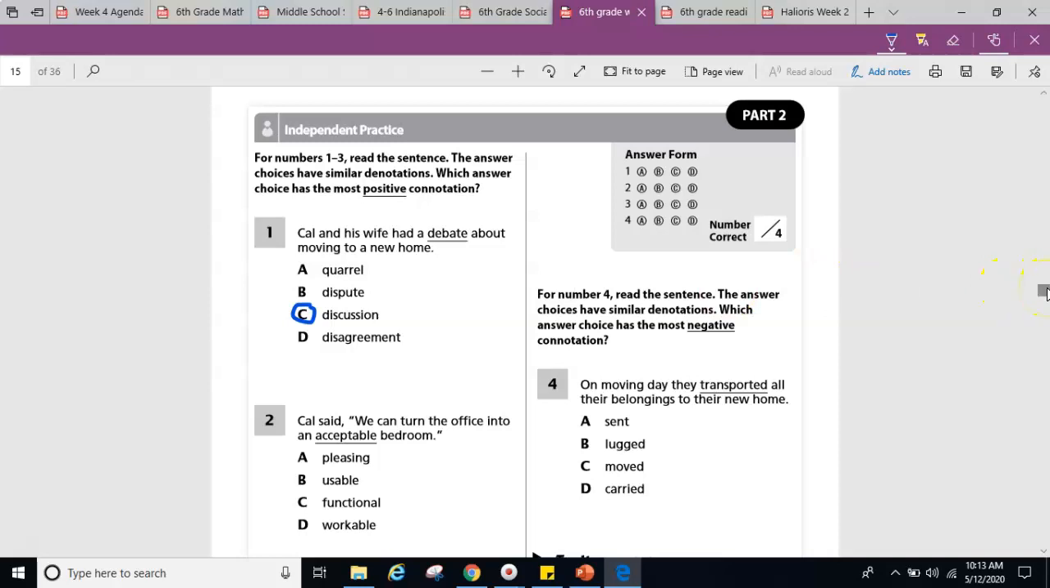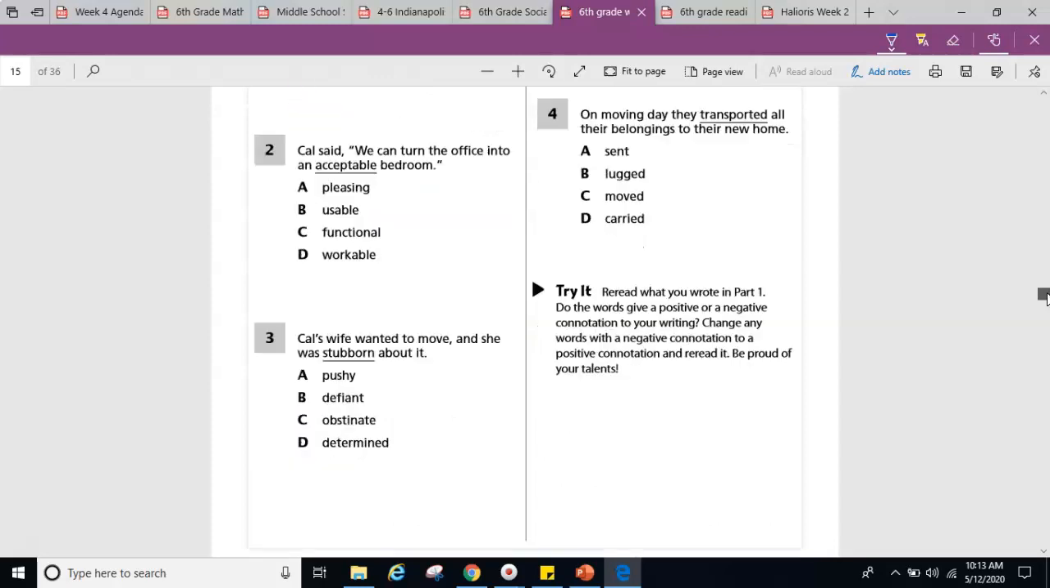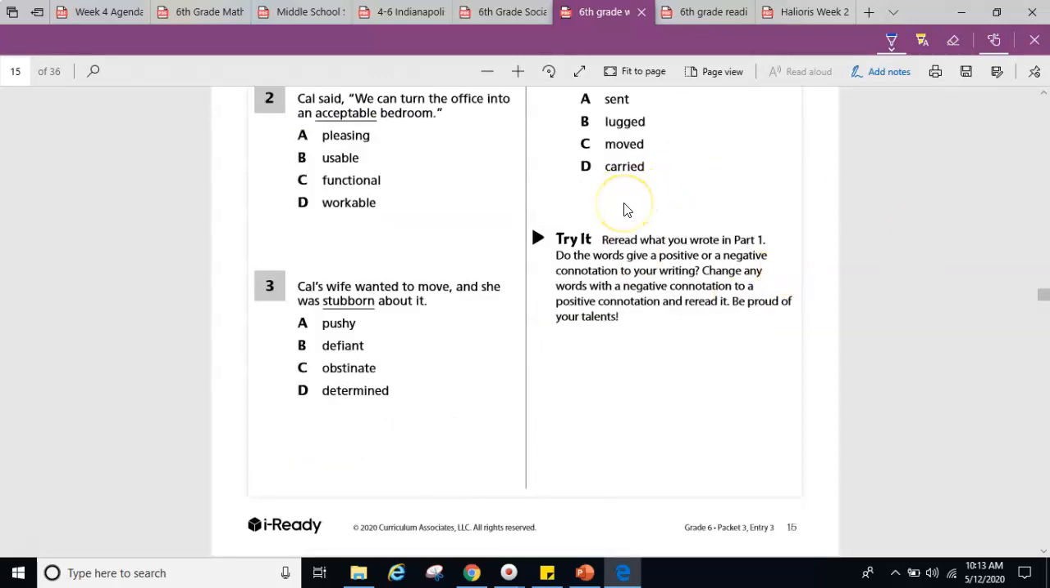And then number 4, read the sentence, then the answer choices have similar denotations. Which answer choice has the most negative connotation? So this one, they flipped it, and you're going to do which one is the most negative on number 4. Then, as always, you're going to try it out.